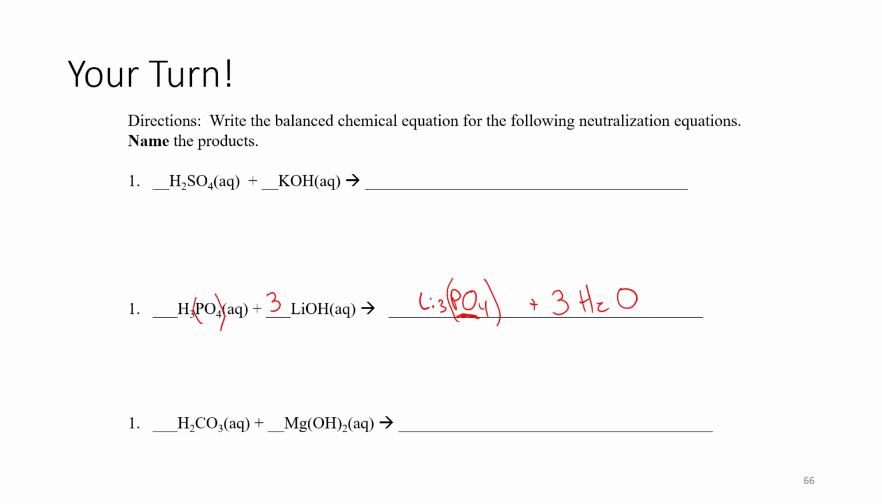So we have 3 lithium, 3 lithium. There's 1 phosphate, 1 phosphate. We have 3 oxygen, 3 oxygen. Now we have to count up the hydrogen. We have 3 plus 3 is 6 hydrogen, and we have 6 hydrogen on this side, so now it's balanced. In order to name this, this is lithium phosphate plus dihydrogen monoxide.